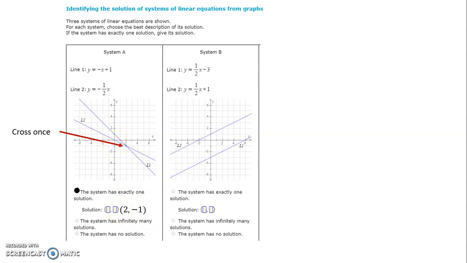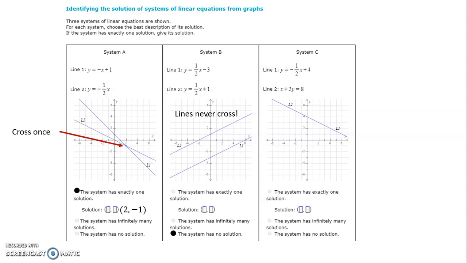Now another type of system you might see is one just like this. So you have the two lines. Notice that those lines are parallel to one another. They actually have the same slope as one another, just different y-intercepts. And so these two lines will never cross, which means that to ask what is the solution is kind of silly. It has no solution. So since the lines never cross, we'll check the box that says the system has no solution.